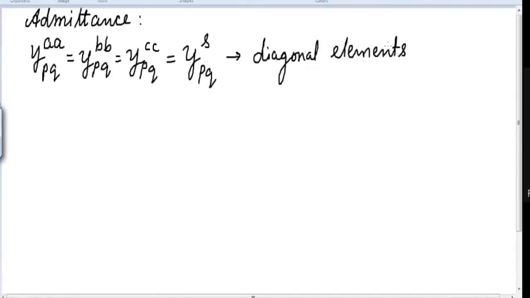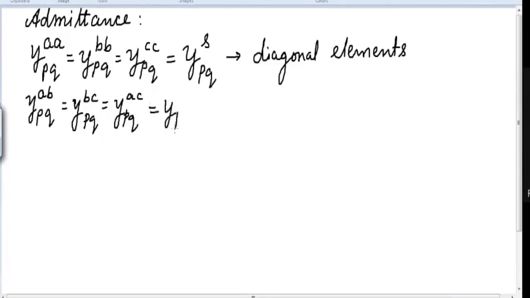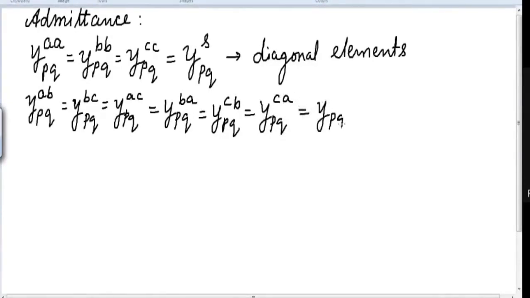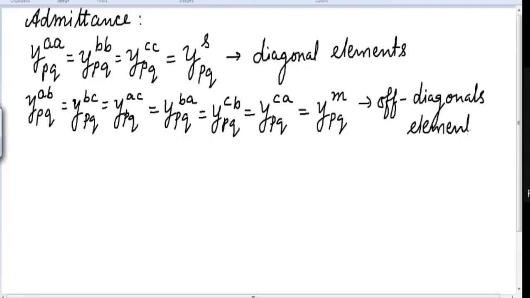and similarly if we want to write for the off diagonal elements, it will be in this way, YPQAB is equal to YPQBC is equal to YPQAC is equal to YPQBA is equal to YPQCB is equal to YPQCA, and this is equal to YPQM. So this belongs to the off diagonal elements. So these elements will correspond to the admittance matrix. So in terms of admittance matrix, what we can write is in this way. So this is for the admittance matrix. So these are the diagonal elements and these are the off diagonal elements. Okay, is it clear everyone?